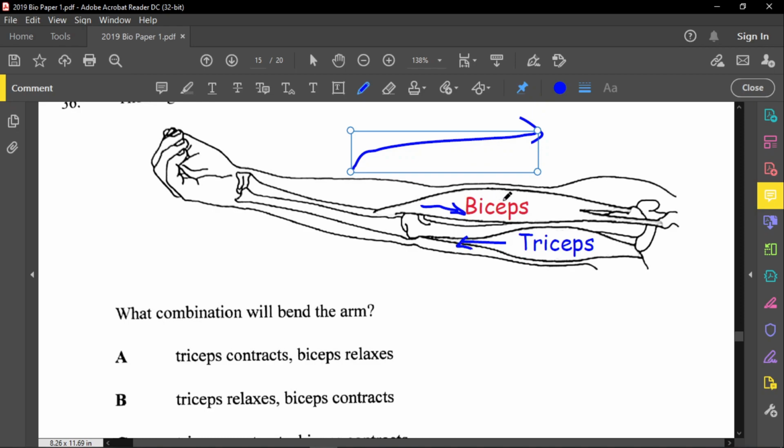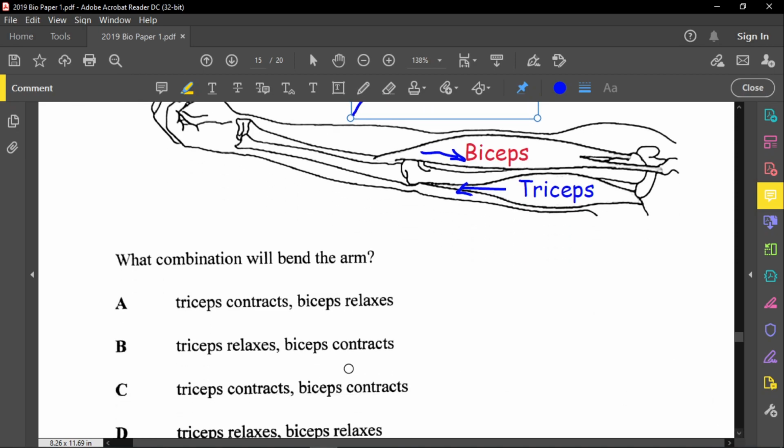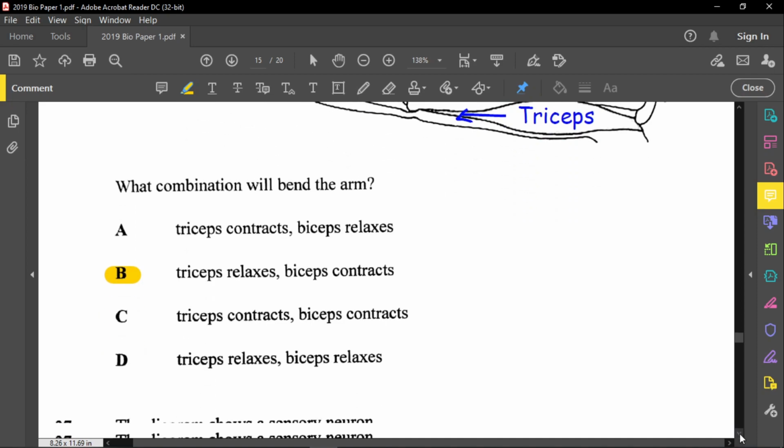So that means the bicep will get shorter, which means the biceps will contract, and the triceps will relax, which means getting longer. So the answer is that the bicep gets shorter, which is contracting, and the triceps get longer, which is relaxing. Option B seems to be pretty good. Tricep relaxes and gets longer, bicep contracts and gets shorter, so B will be your answer for that question.